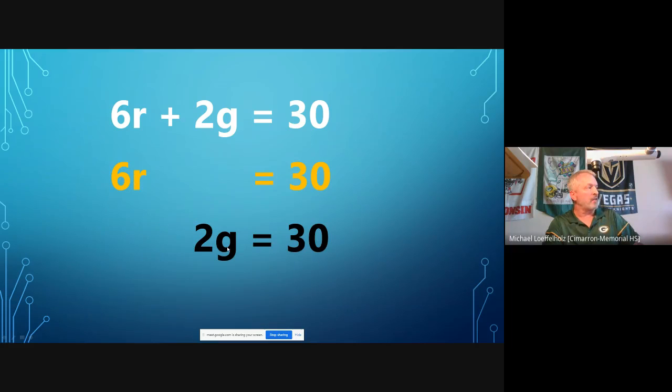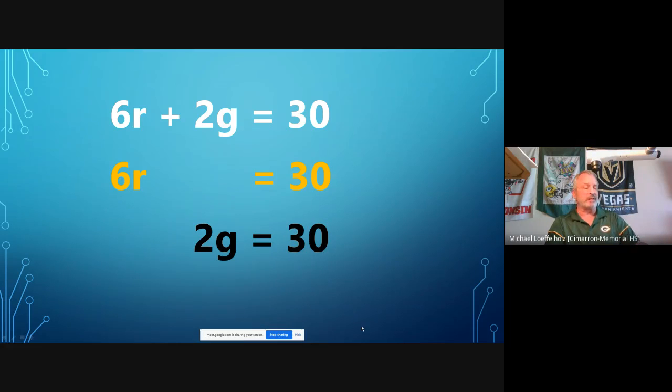On the other side, if I want to know when I do 0 rides, all I do is eliminate the 6R because 6 times 0 is 0. So 2G equals 30. We divide both sides by 2, and we find that G equals 15, meaning I get 15 games when I do 0 rides.